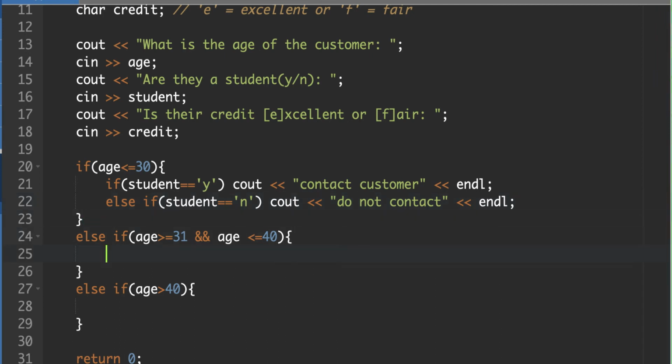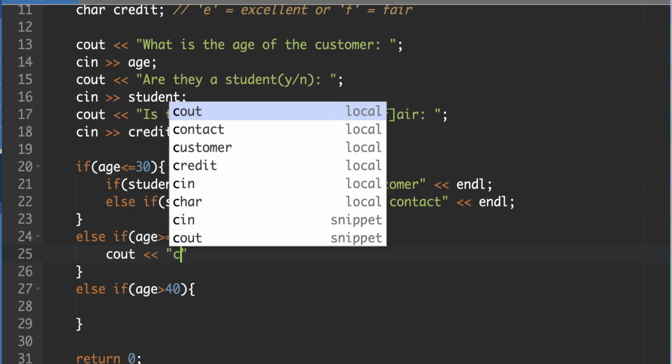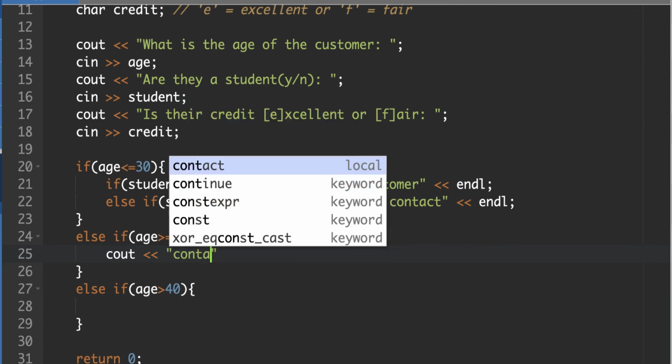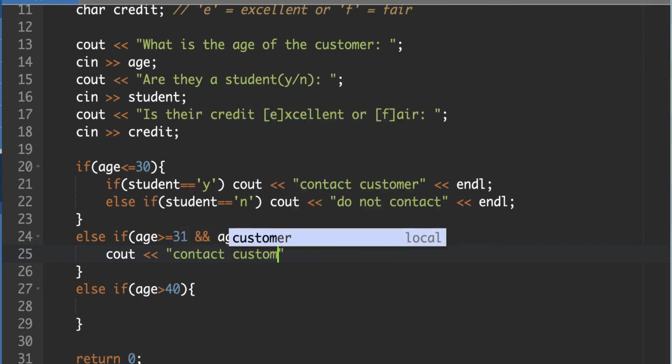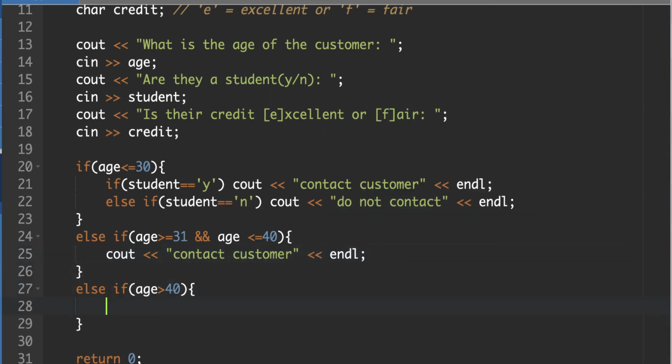Now, if they are between the ages of 31 and 40, we're just going to automatically contact them. So cout contact customer. And then if their age is larger than 40, the decision will be based on their credit rating.